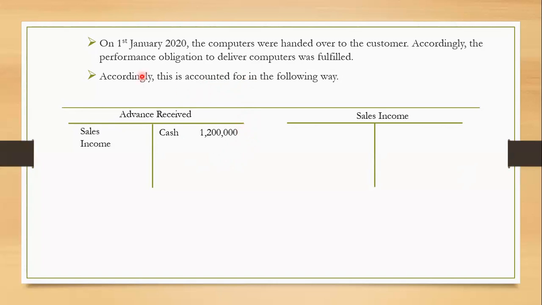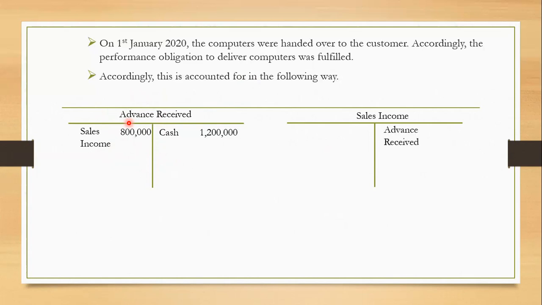Since my liability is getting reduced due to the fulfillment of the performance obligation, I am debiting the advance received account by 800,000. 800,000 is the amount allocated to the performance obligation. Okay, so it is not 1 million, it is 800,000 out of 1.2 million. 800,000 has been allocated to the first performance obligation, which is to supply computers. Accordingly, my liability account is debited by 800,000, and now I am entitled to recognize revenue in respect of this performance obligation.